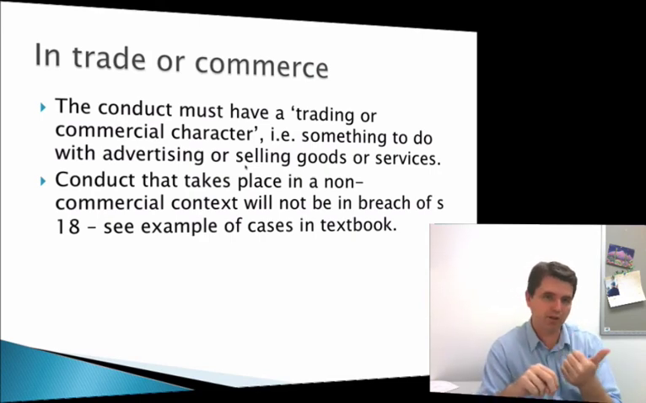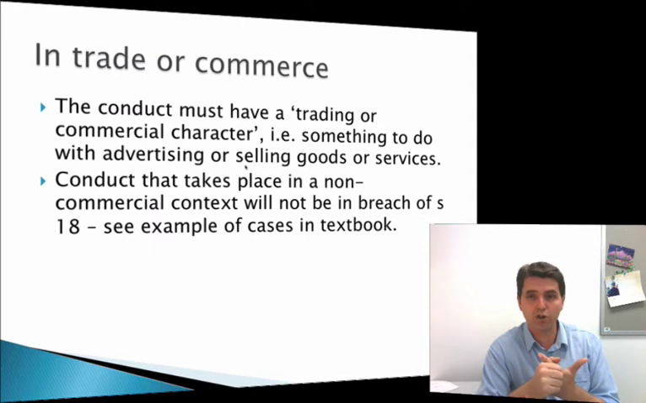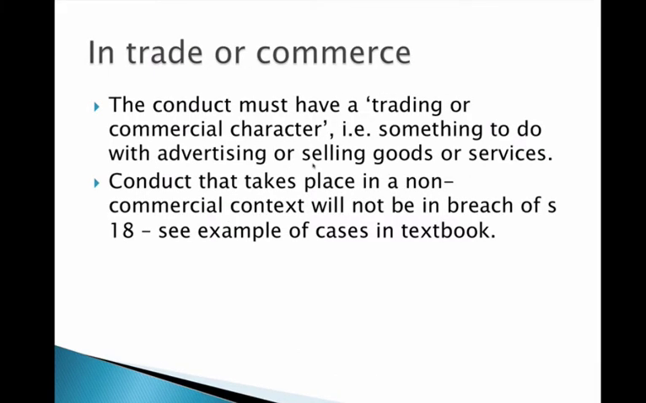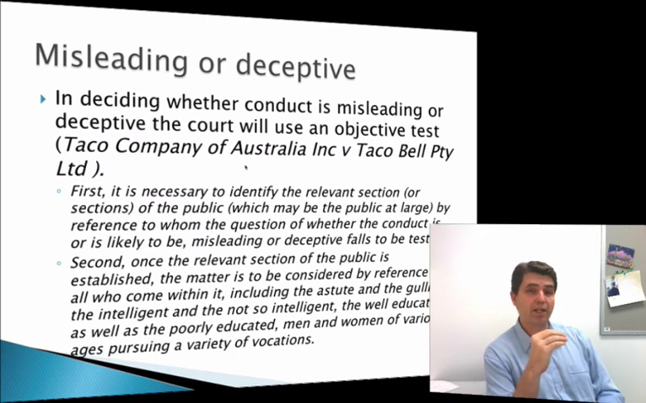The second element, so we need conduct, and that conduct needs to be in trade or commerce. Things like being given directions on a building site, making statements about policy from a government or intent of a government, or even providing information in a series of lectures that might not be accurate. These things aren't actually considered trade or commerce. It has to have some element of buying or selling or advertising for it to be a trading or commercial character under the Act.